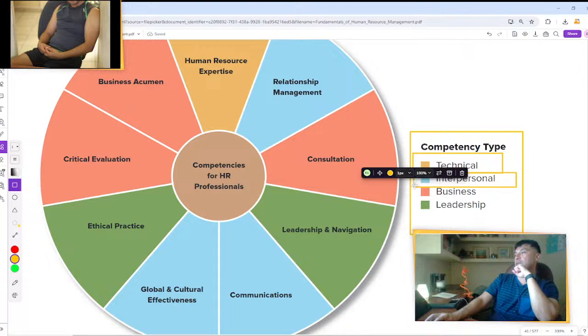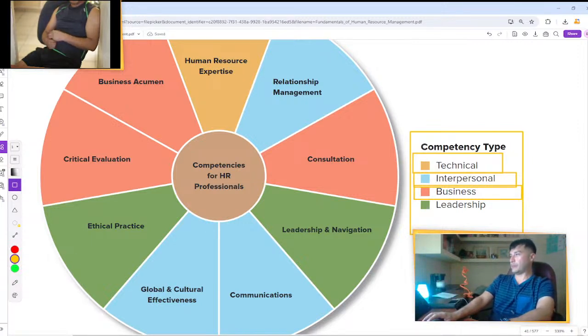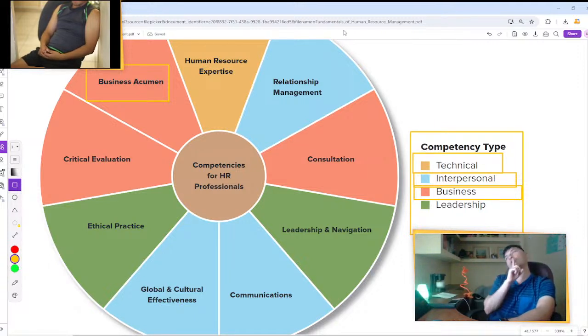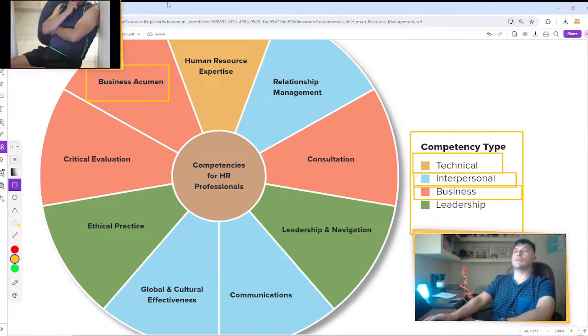So those are interpersonal. The next section here we have business, and it's red. Can you read the red ones for business? Business acumen. We say acumen. What's that word? Shrewdness. Shrewd. It says sh, and then it says rude. Say rude. And say shh. Okay. Rude.